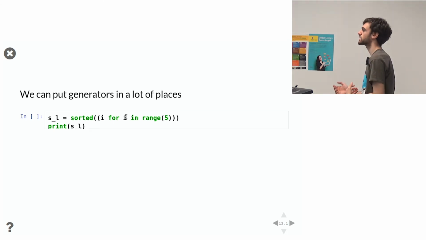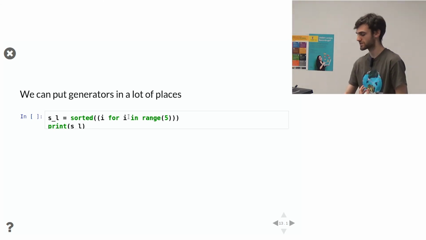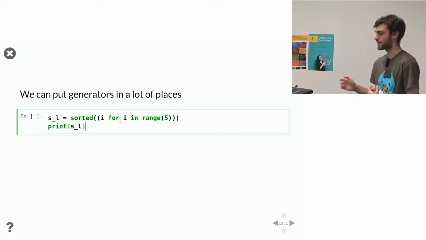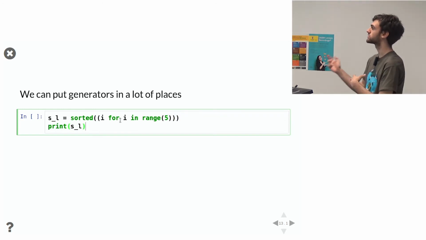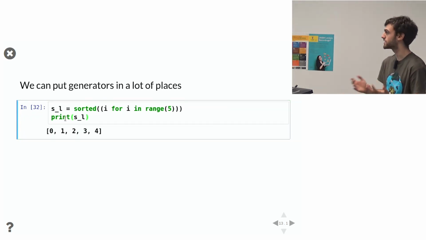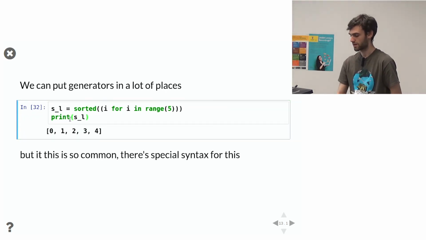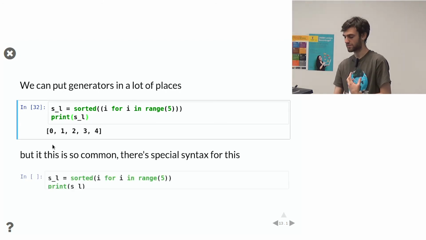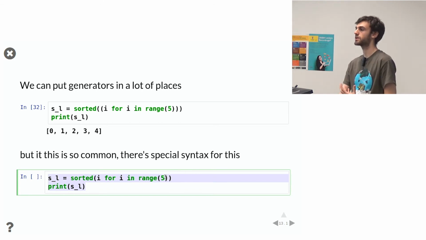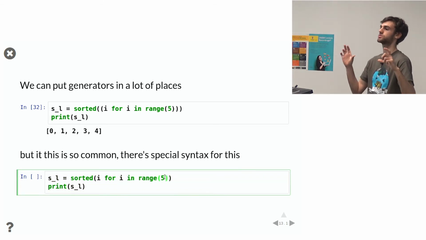But the nice thing is that we can put generators in a lot of places. So we can say, okay, pass in a generator into sorted, and then make a sorted list from that. And now we have this. But this is so common that they've actually implemented syntax for this just so you can have a generator expression without having the actual brackets.